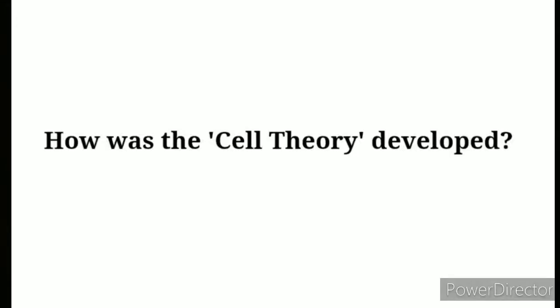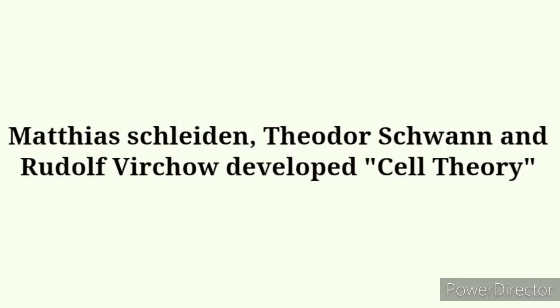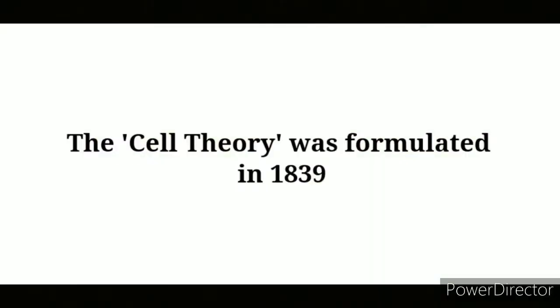Now come to the next. How was the cell theory developed? Matthias Schleiden, Theodor Schwann, and Rudolf Virchow. These three scientists developed cell theory. The cell theory was formulated in the year 1839.